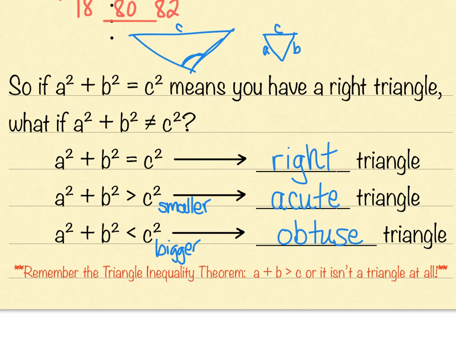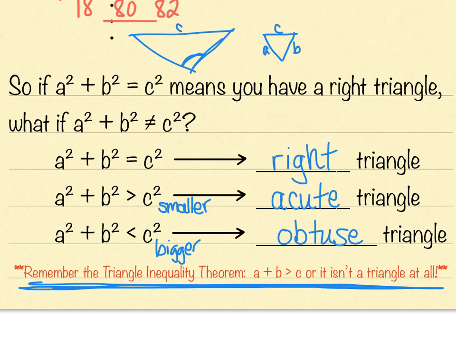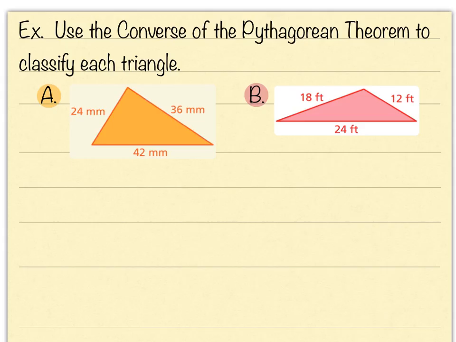Now, we have to keep this in mind, though. We've talked about how not all three sides make up a triangle. When we had the yarn out earlier and we were trying to figure out why some three pieces of yarn would make a triangle and then three other pieces of yarn would not make a triangle. So the triangle inequality theorem does come into play here. If a plus b is not greater than c, then you don't have a triangle at all. So just be careful of that. Don't just automatically assume you always have a triangle.